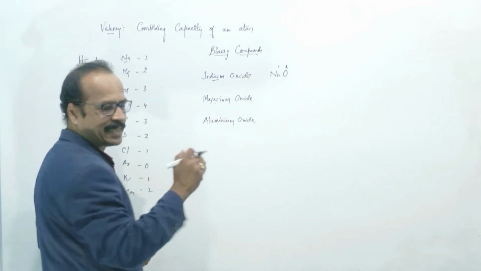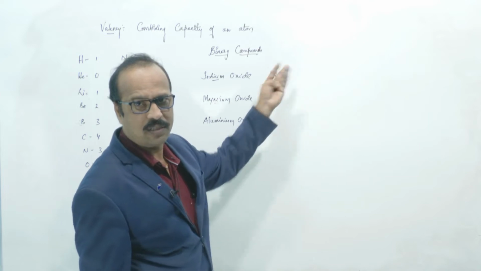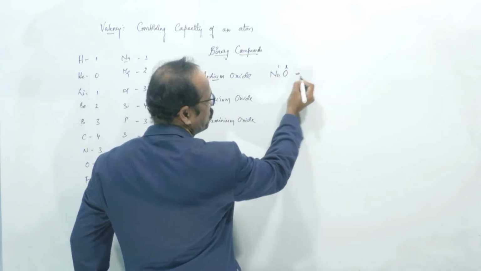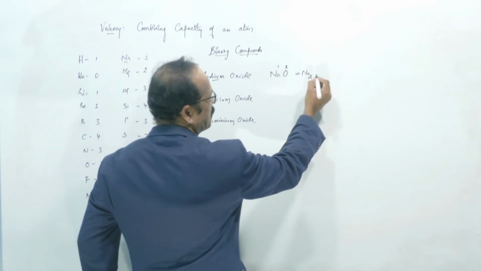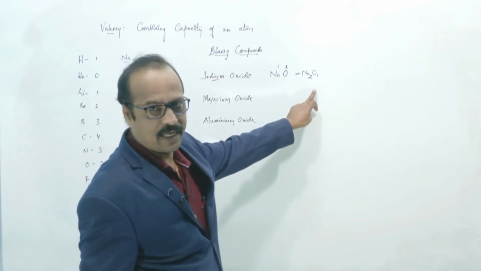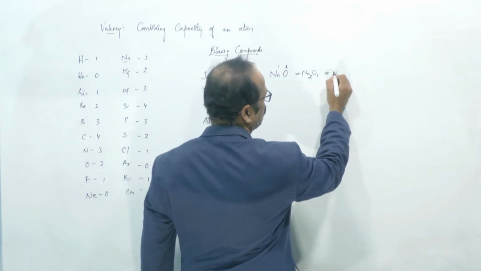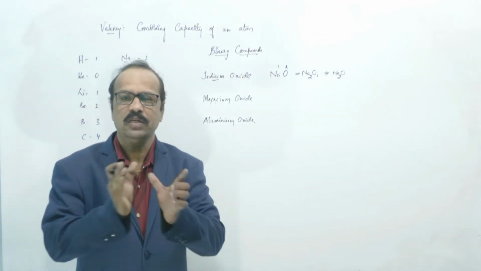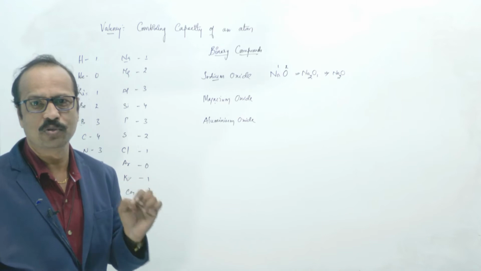Crisscross the valencies. Crisscross means what? The exchange. Like sodium valency, you write it to the oxygen. Oxygen valency, you write to the sodium. Then what happens? So see, oxygen valency comes to the sodium. So this becomes Na2. Now sodium valency goes to the oxygen. So 1. If 1 is there, you need not write the 1. So just neglect it. So this becomes Na2O. So that is the formula of sodium oxide. Na2O is the formula of sodium oxide.